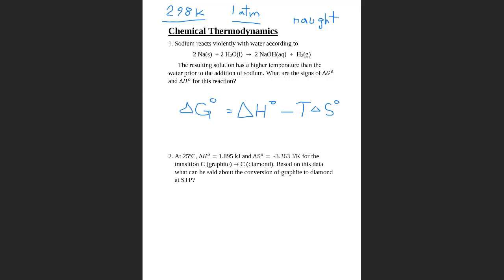I see. So a reaction can be spontaneous, and we'll do the calculations in the next problem, but whether or not it's spontaneous tells you nothing about the rate, nothing whatsoever.